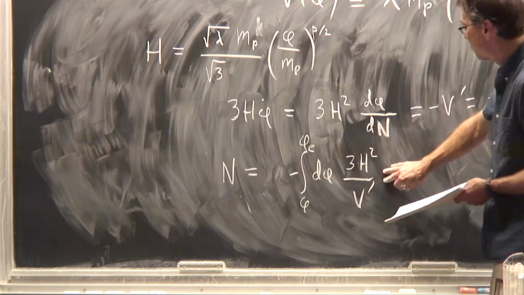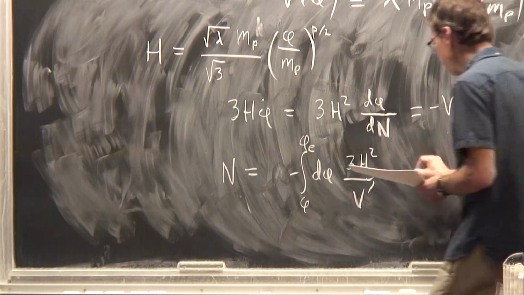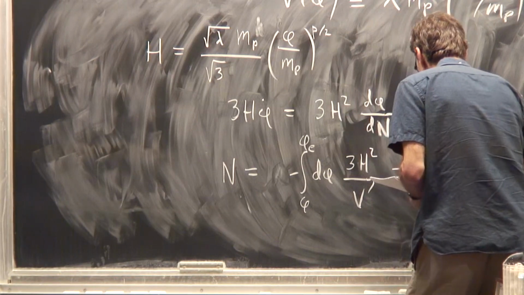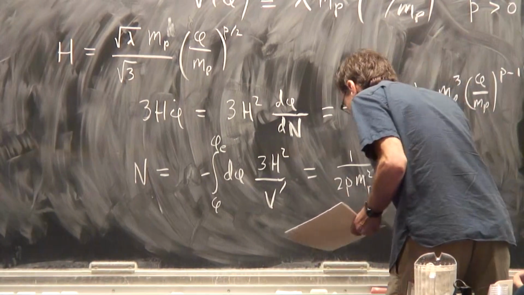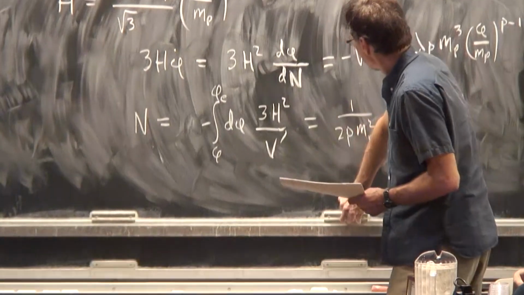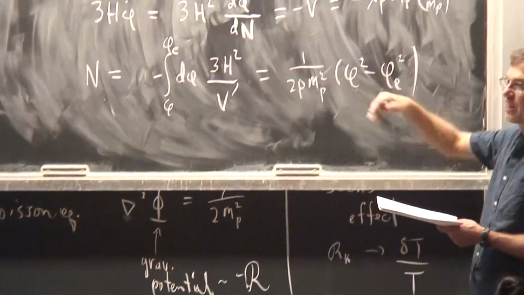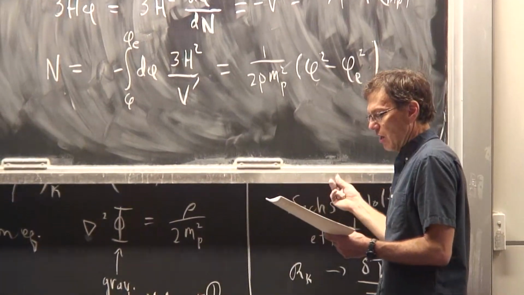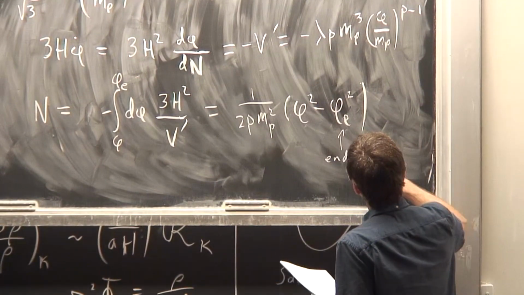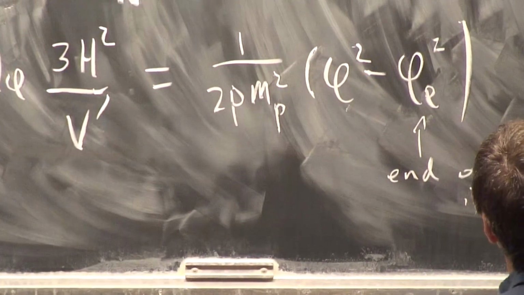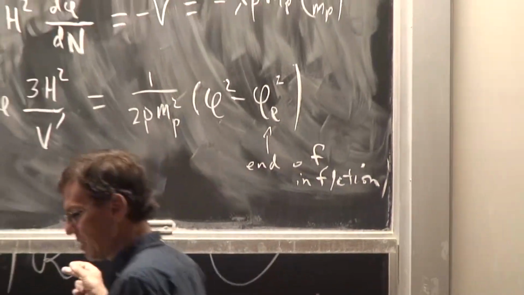So actually, this is the general formula. And now if we plug in for H squared and V prime, we find that this is just 1 over 2p m Planck squared, times phi squared minus phi end squared. And then we can invert that and solve for phi as a function of N. But what is phi e that denotes the end of inflation? Well, that's where one of the slow roll parameters becomes large.